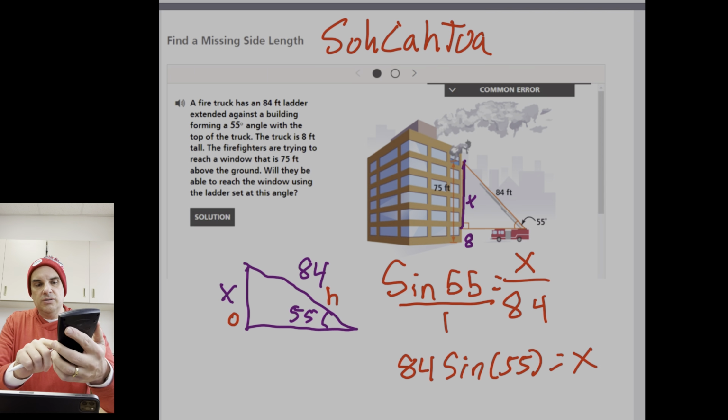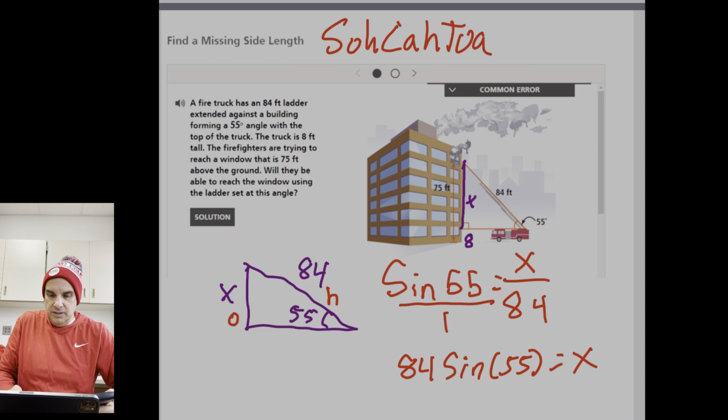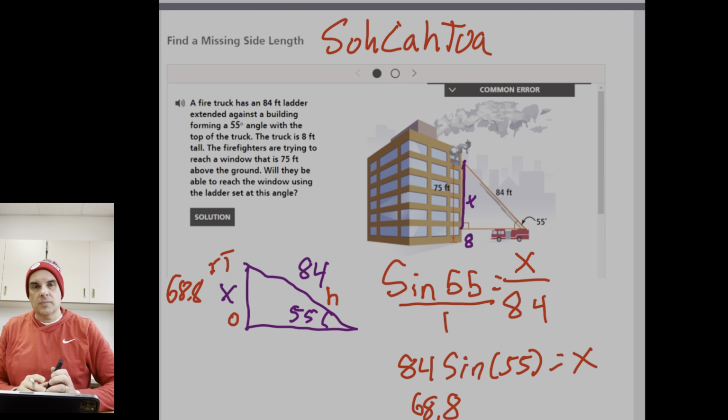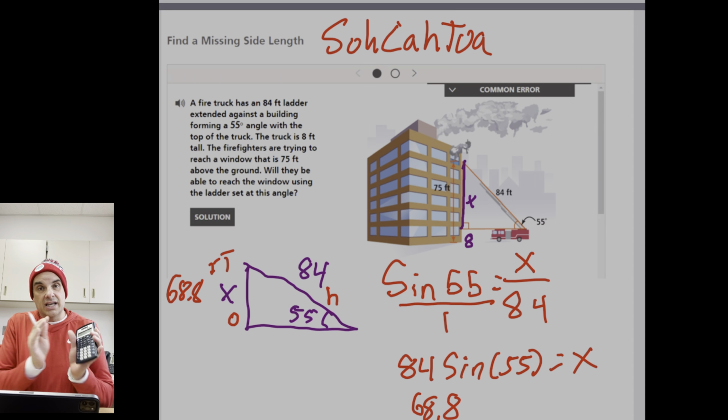Now that we know we're in DEG mode, I'm going to hit 84, sine 55, close the parentheses, and that tells me that my x value here is 68.8. So this value here is 68.8 feet. Now the question says, is that good enough? We have to remember we're 8 feet off the ground already, so if we add 8 to that, we're at 76.8 feet, so we're above the window that we need to be. So setting it at that 55-degree angle in this case is good to go.